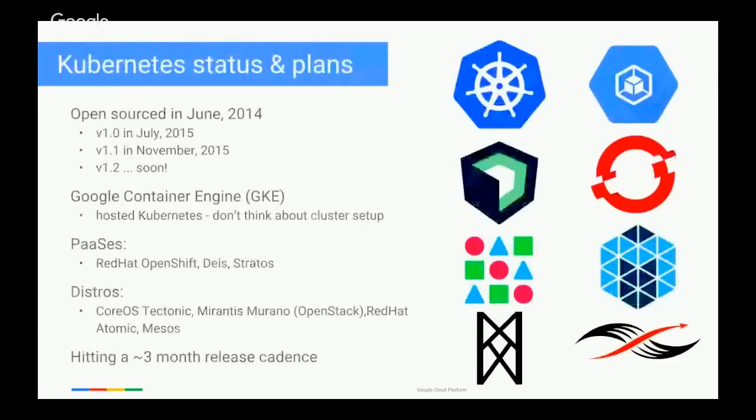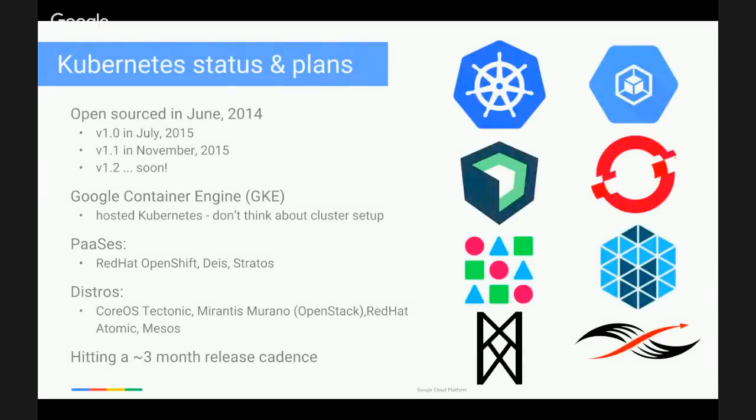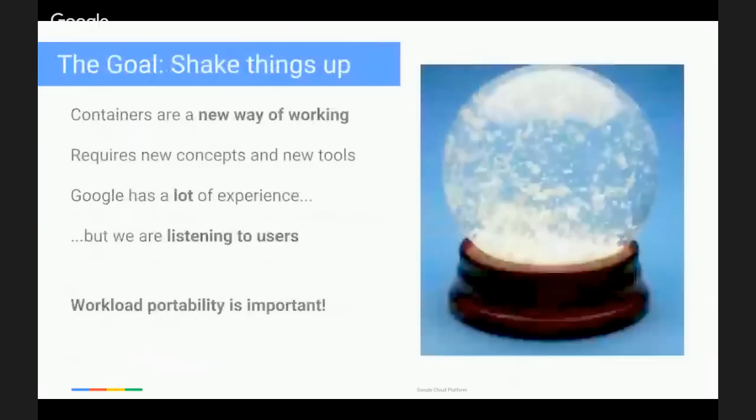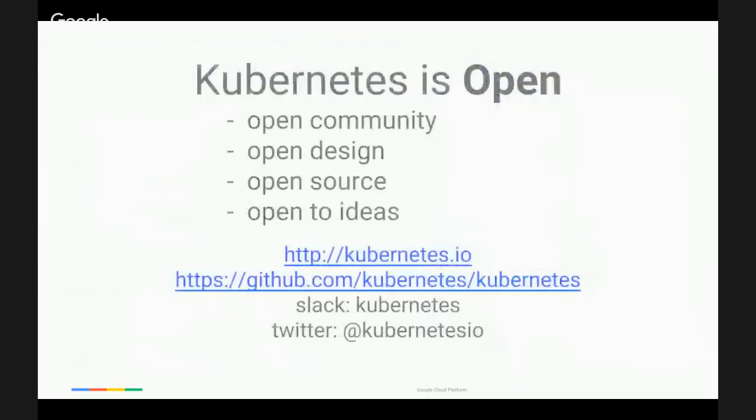Here's the status and plan. So version 1.2 coming soon. The plan is early March that we will have a 1.2 release. We've got all of these cool things that are building on top of Kubernetes. We're trying to hit our 3-month release cadence. Go ahead, just jump ahead.